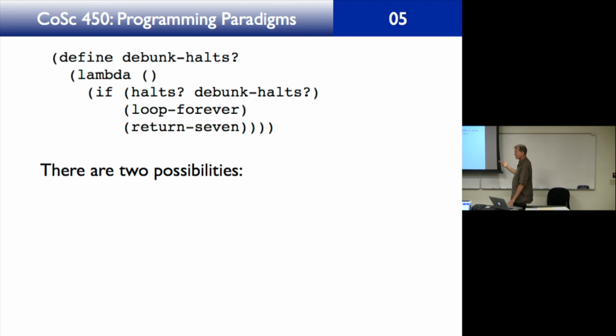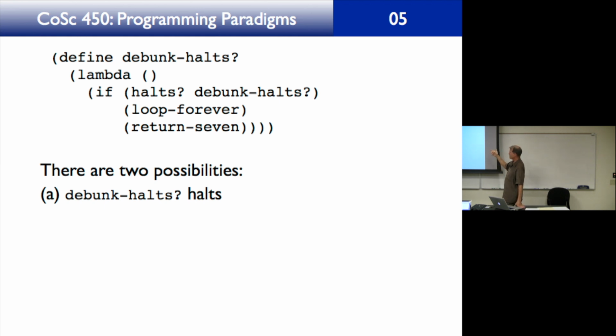If halt says it will halt, it won't. And if it says it won't halt, it will. Yeah, and how do you show that? What's the reasoning that we go through for that? There's two possibilities, either what or what? Either debunk halts halts, or it doesn't. Okay, so A, debunk halts halts.